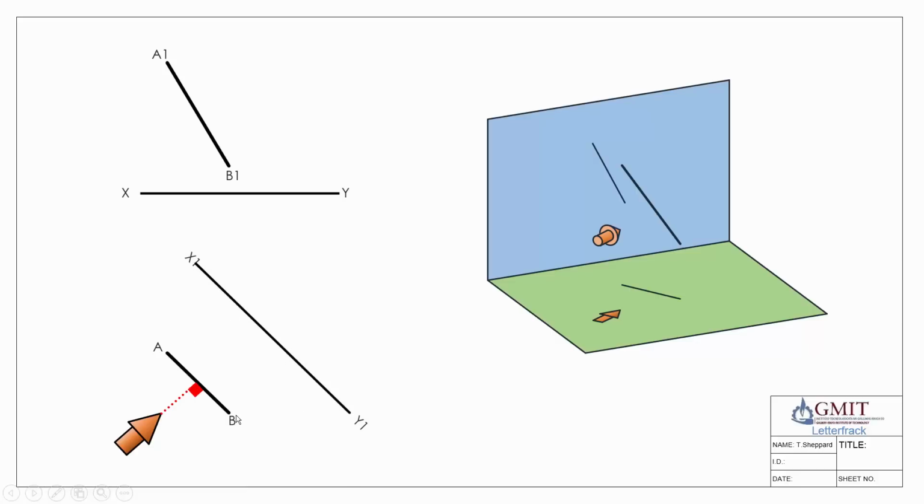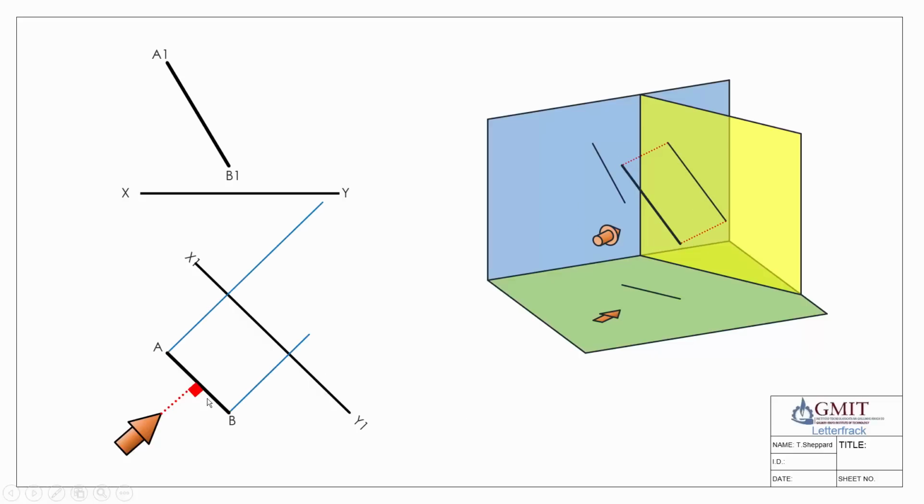That was our second condition. So there's our x1 line in plan view. That represents this auxiliary plane here in our 3D view. And what we're doing is we're projecting our line onto the auxiliary plane. So there's our line been projected on.